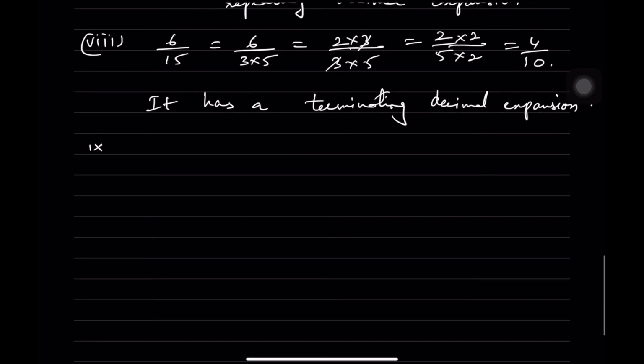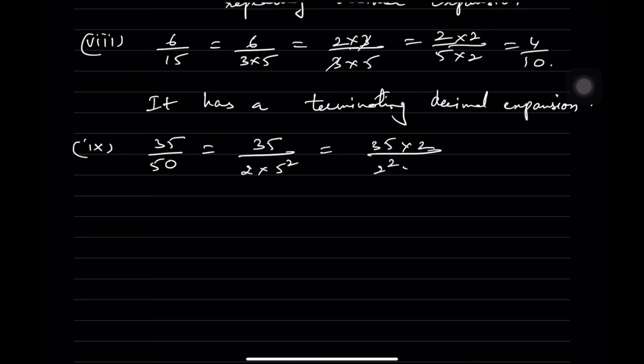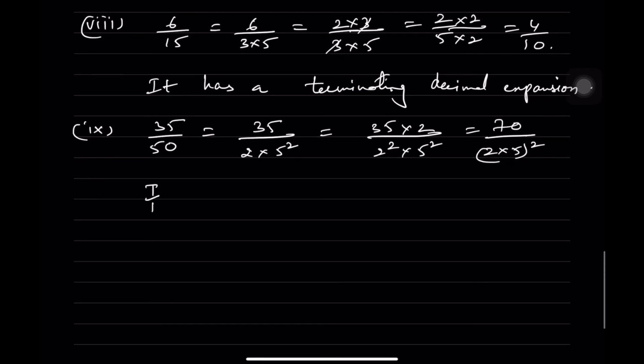Next, ninth one. 35 by 50 can be written as 35 by 2 into 5 square, because 25 into 2 is 50. So therefore this can be written as 35 into 2 by 2 square into 5 square. So therefore this is 70 by, it is a multiple of 2 and 5. So 2 into 5, that is you're getting 10 in the denominator. So it has a terminating decimal expansion.